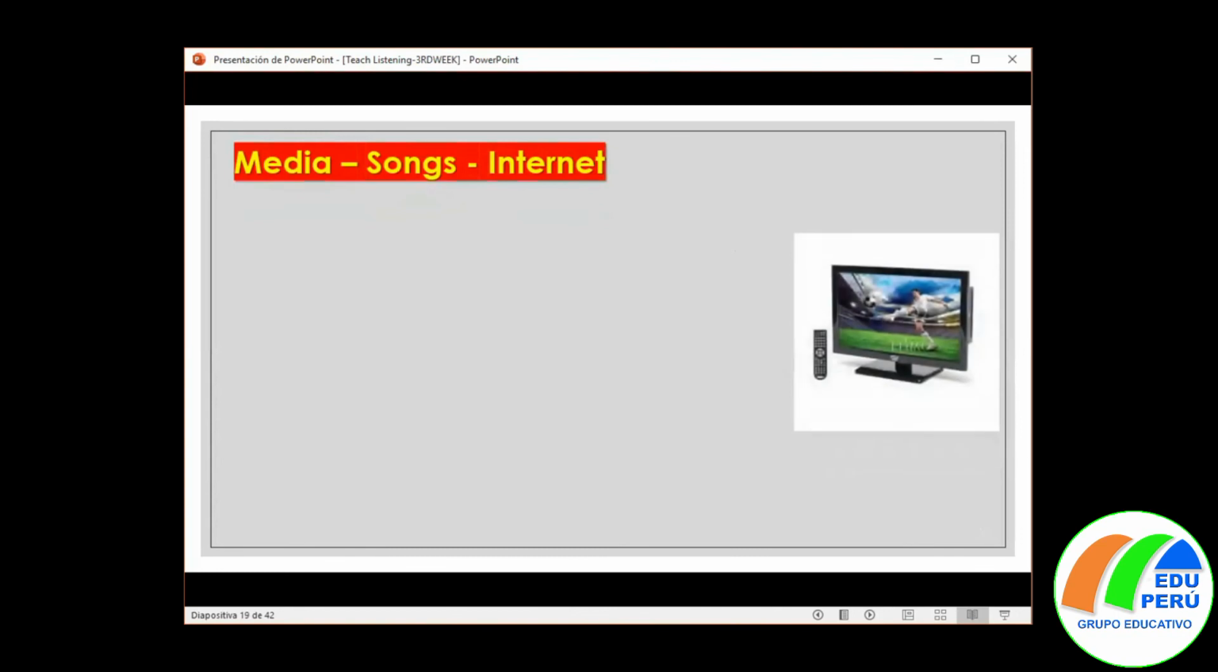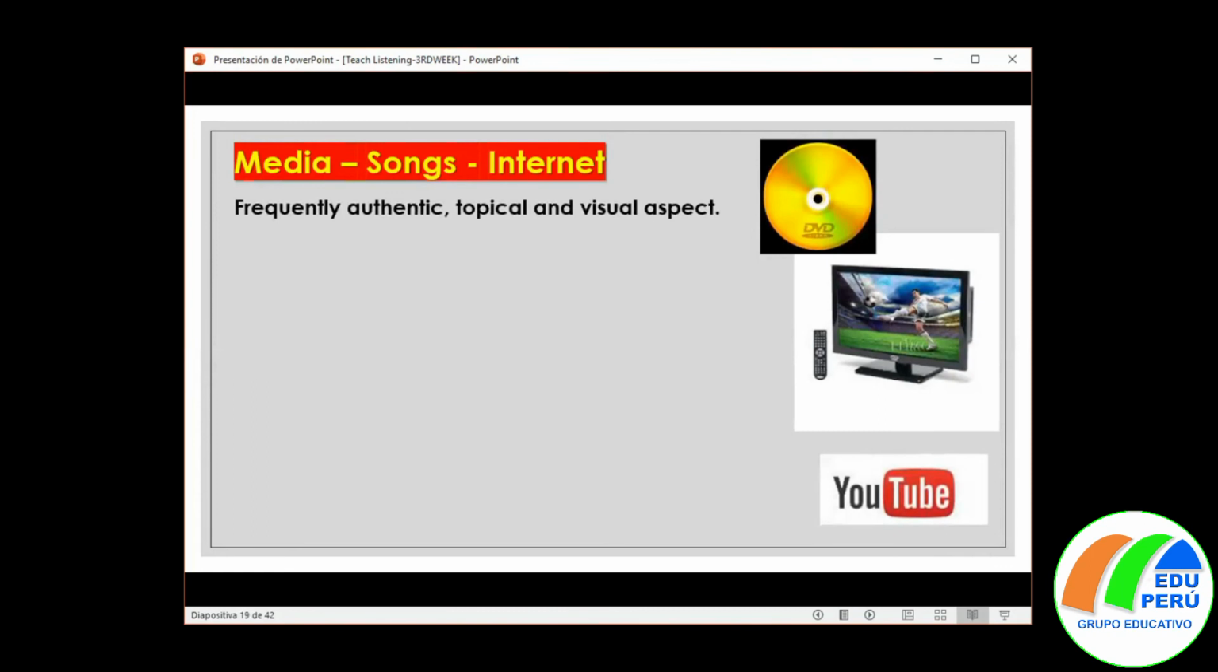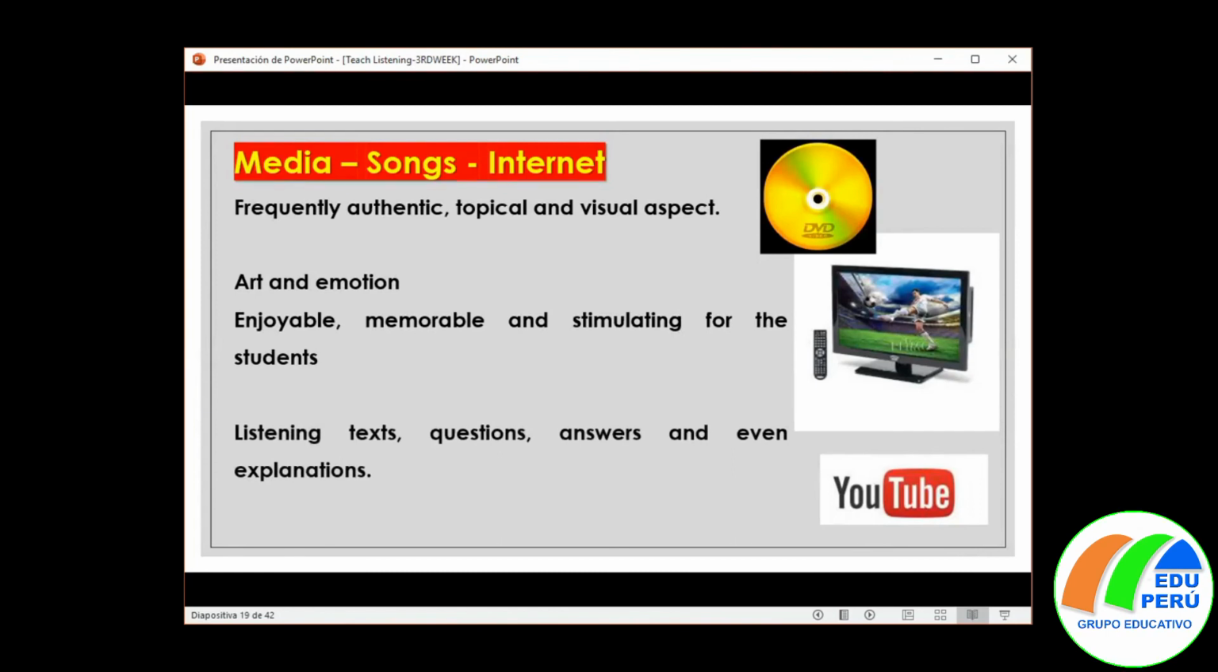Media, songs, internet. Nowadays we have a lot of material, a lot of sources related to the listening skill. Frequently authentic, topical, and visual. So related to art and emotion, enjoyable, memorable, and stimulating for the students. You can find here listening tests, questions, answers, and even explanations. And notice nowadays we have this opportunity with the internet and the media, so you can have a lot of material.